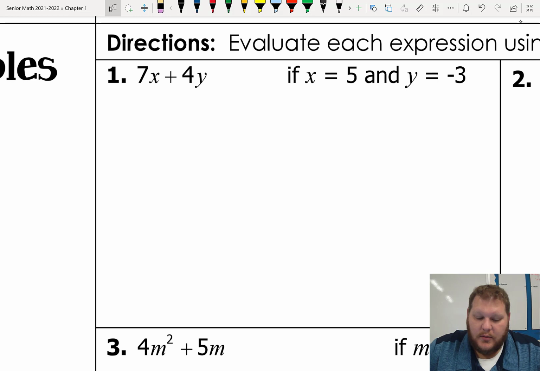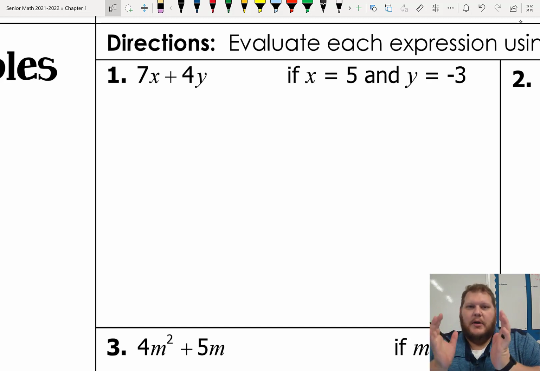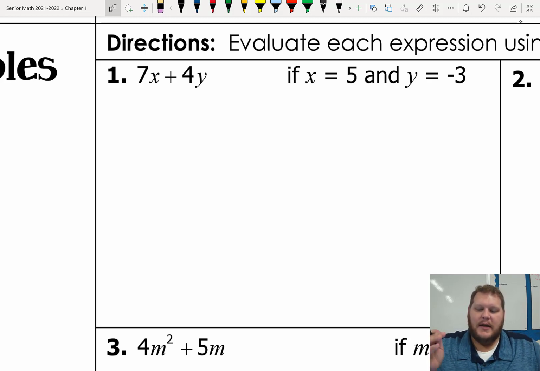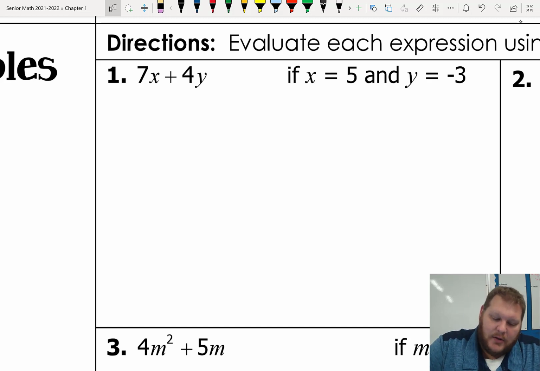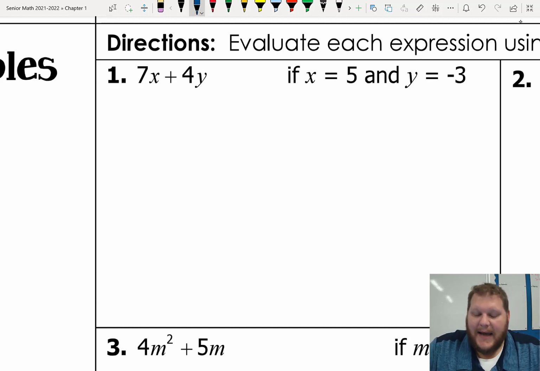So for number 1, we have 7x plus 4y, and we're trying to evaluate that if x is 5 and y is negative 3. So just to make sure that we are substituting correctly, I will always put our values that we're substituting for x or for y or whatever our variable is in parentheses. That's going to guarantee that we're following order of operations correctly, especially when you have a value like with y that's going to be a negative.